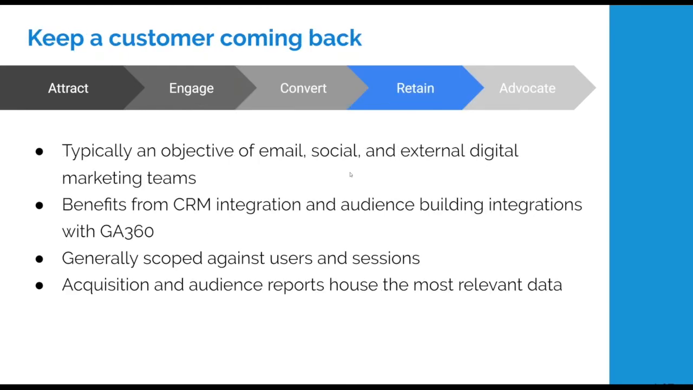Next up, we've got the retain cycle here. Typically an objective of email, social, or external digital marketing teams. I put email in here specifically too because as a first touch marketing channel, email doesn't excel, mostly because if your first contact with a user is via email, that could potentially just be spam, right? So typically email is good for newsletters and retaining folks, re-engaging them and putting them back in this cycle in some manner. This benefits from CRM integration and audience building integrations with GA360.